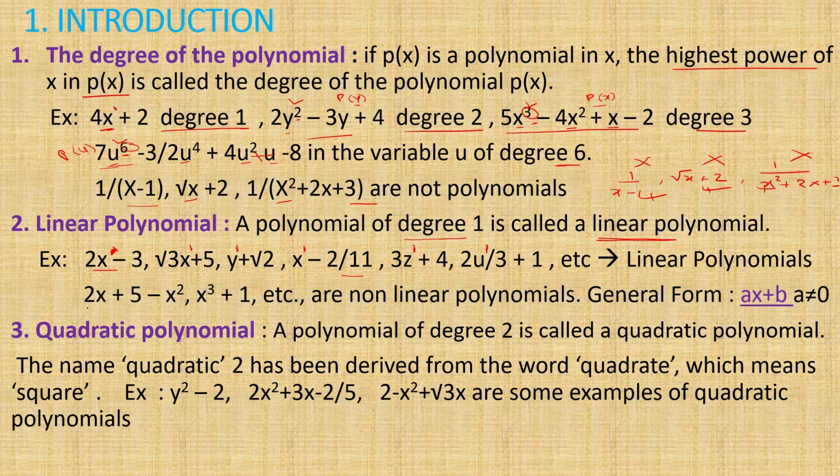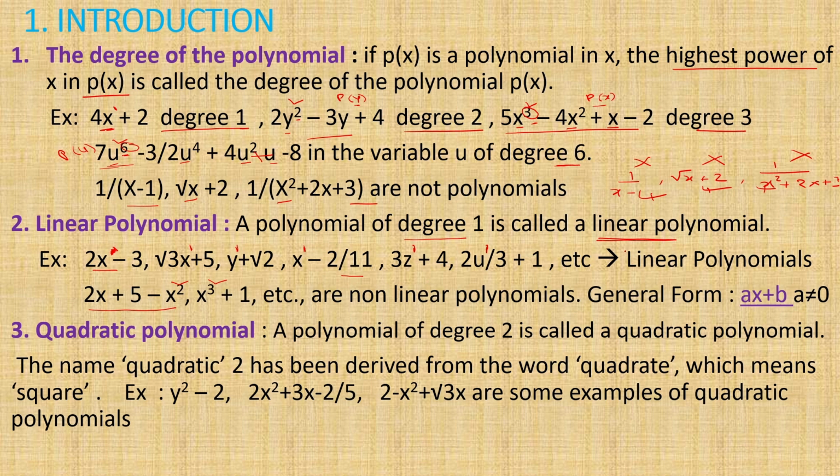Now see this: 2x plus 5 minus x square. This is not a linear polynomial because here the highest power of x is 2. That means the degree is 2, so it is not a linear polynomial. Only if the degree is 1 is it a linear polynomial. Here, x cube plus 1: the degree is 3. It is not a linear polynomial because the highest power is 3. These are called non-linear polynomials. So a polynomial is said to be linear only if its degree is 1. Otherwise it is called a non-linear polynomial.